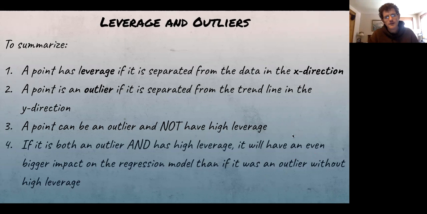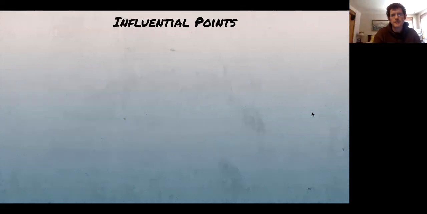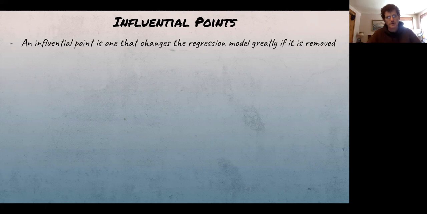If it is an outlier and has high leverage, it will have an even bigger impact on the regression model than if it was just an outlier without high leverage. That one's probably clear enough. Just like we thought about the idea of the lever to move something very heavy. If you're far enough away and you're an outlier, you're going to mess things up. So this is what we would call an influential point. If you have a point that changes the regression model greatly if it's removed, then that's an influential point.